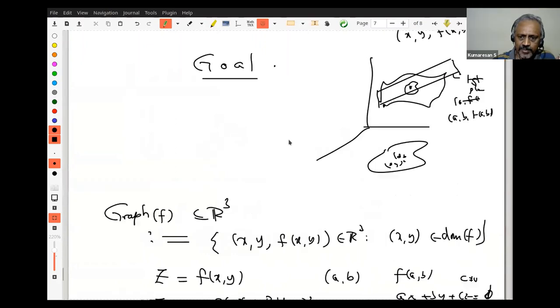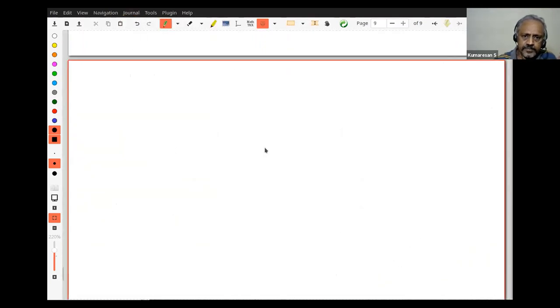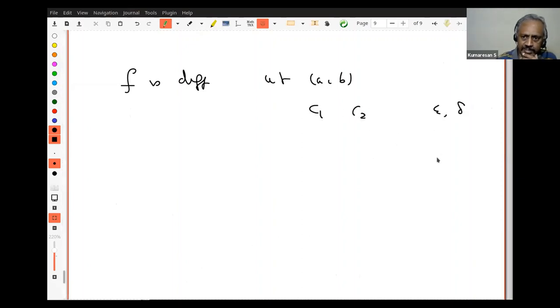And the second thing we did was, if f is differentiable at (a, b), then there are two constants C1 and C2. After that, we played with epsilon delta. So I want to know how to find C1 and C2. If I know f is differentiable, how do I find C1 and C2? What it told me was, C1 I can find out easily. How did I do that?